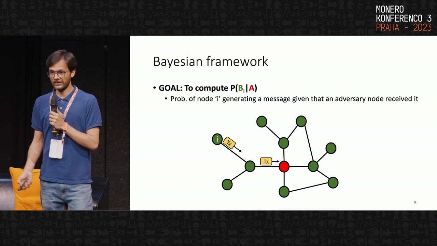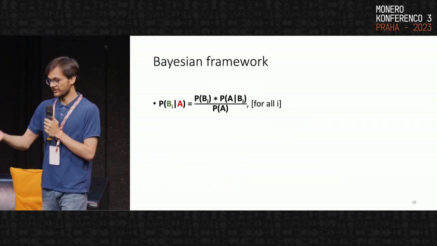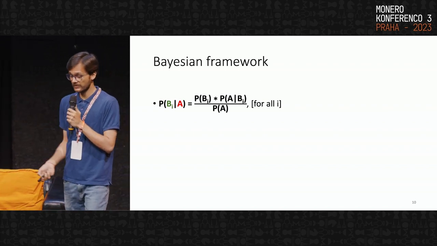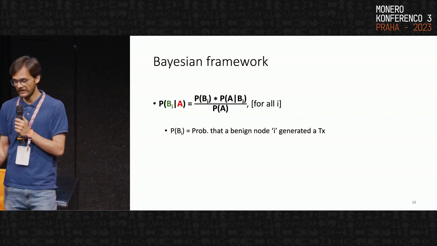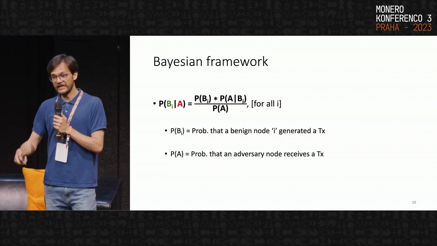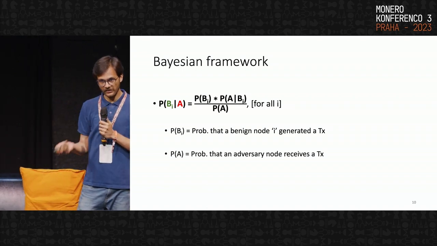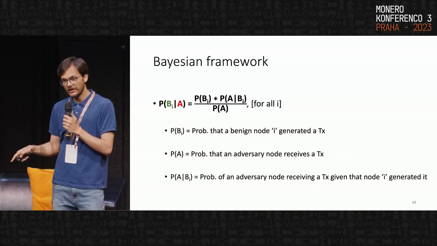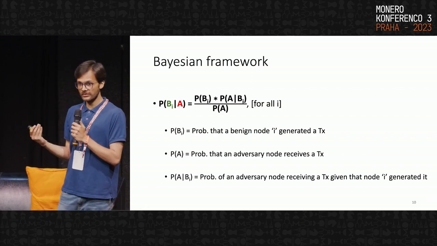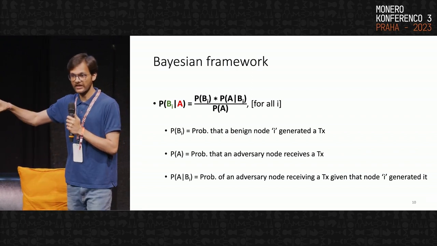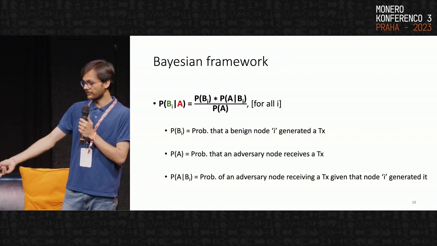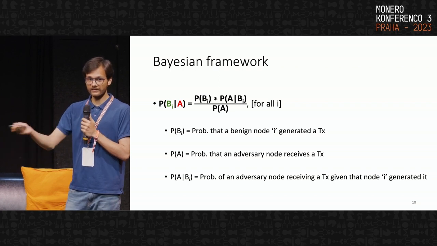But how do we compute this probability, P(BI | A)? For that, Bayes' theorem gives us a formula. This probability can be calculated by calculating these terms. P(BI) is the probability that some benign node I generates a transaction. P(A) is the probability that an adversary node receives any transaction. And P(A | BI) is the probability that, given that some benign node I generated a transaction, that transaction will reach an adversary node. So this is slightly different from the earlier one. If we have the values of all of these, we can calculate P(BI | A) for all I's, and then we can make sense of it.